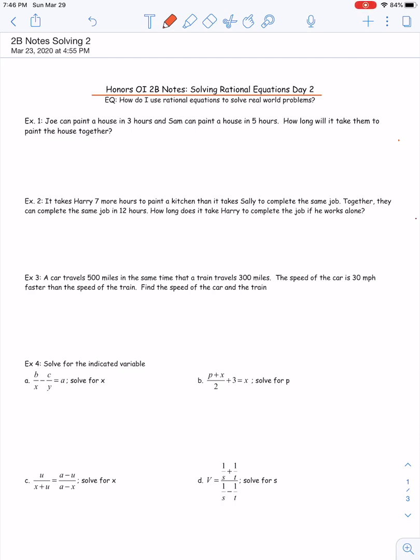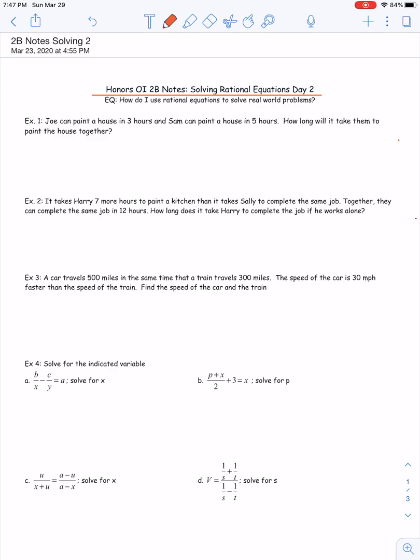Hello again. All right, to the notes. So this is just an extension of solving rational equations, Day 2, like it says. So how do we use these rational equations to solve real world problems, aka word problems?